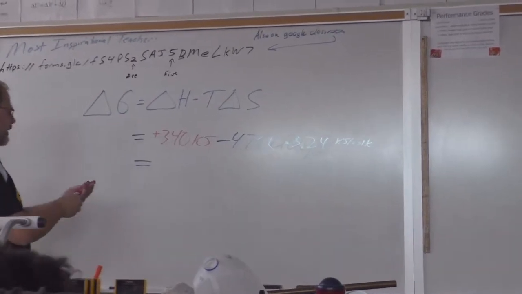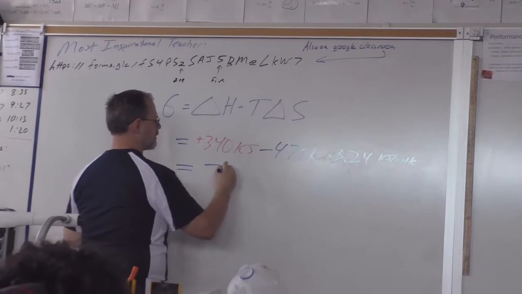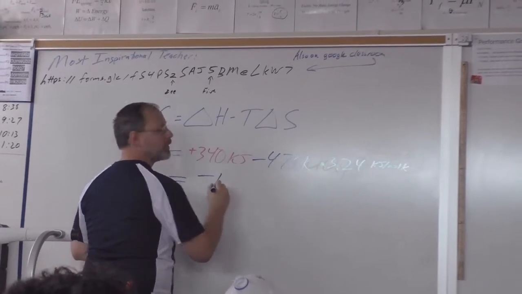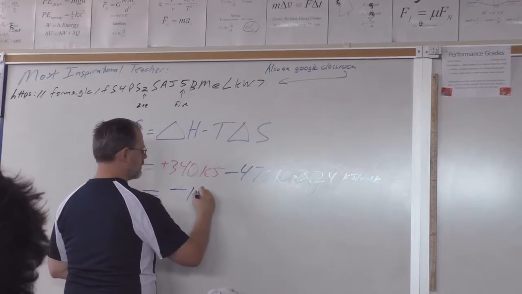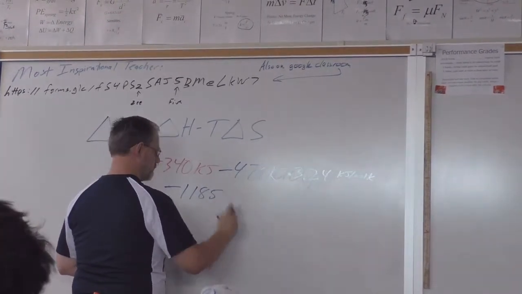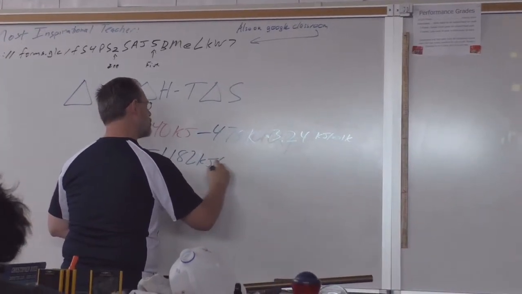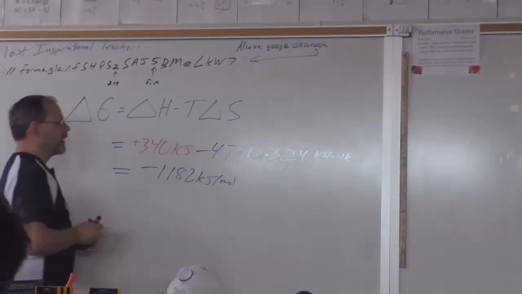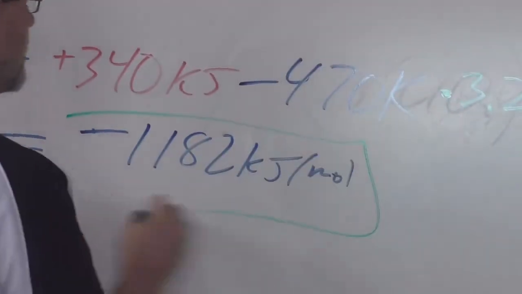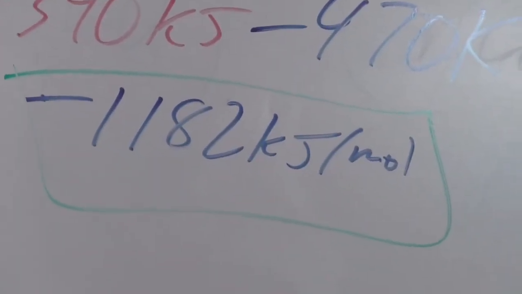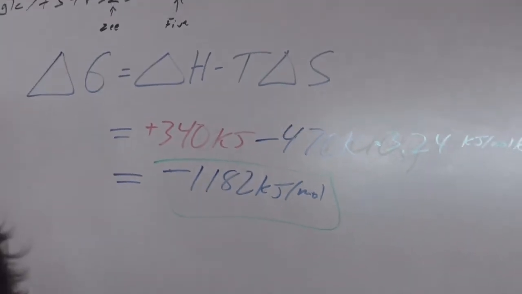What value did you get for delta G? Ethan, what did you get? Negative 1,182, so negative 1,182 kilojoules per mole. Yep, this is definitely a spontaneous process. You have a negative delta G. Spontaneous. Is there a temperature at which it would be non-spontaneous?